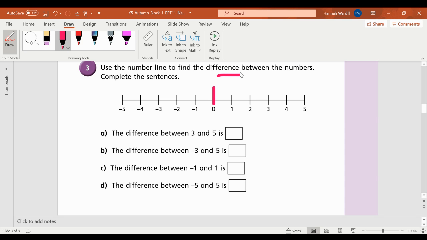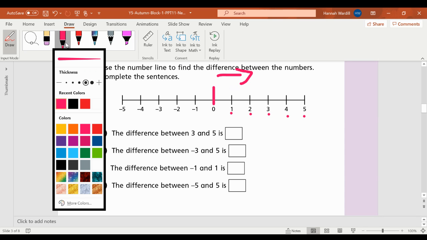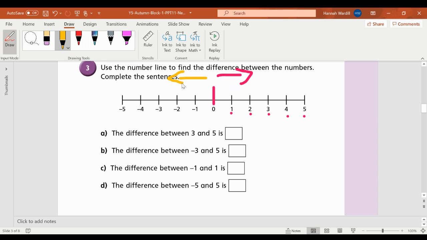So if we were to count forwards into our positive numbers, we've got 1, 2, 3, 4, 5. And if we were to count backwards into our negative numbers, we have got -1, -2, -3, -4, and -5. Now we are going to use this number line to help us work out the difference between two sets of numbers. So our first question is the difference between 3 and 5 is.